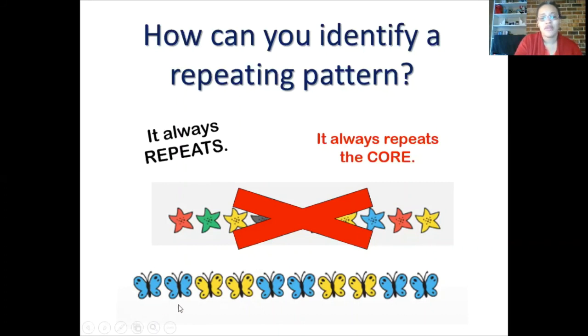Maybe it has something else with it. So blue, blue, yellow, yellow. Then blue gets to repeat. So the core of this pattern is blue, blue, yellow, yellow. Because look, it repeats here. Blue, blue, yellow, yellow. It did not repeat yet here if we had some more room to add yellow, yellow. So this is your core, the part of the pattern that repeats. Okay.